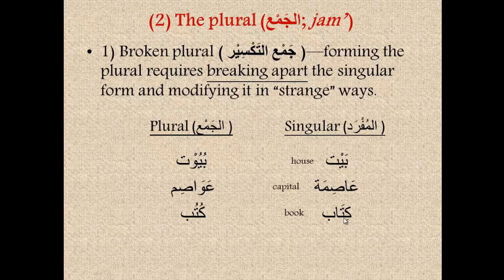Last but not least, we have the word kitab, which means book. The plural becomes kutub. We have dropped the alif and also changed the short vowel markings on the kaf and the ta. So in summary, these plurals are considered broken because we had to change the singular form in very fundamental ways, oftentimes breaking up the word and modifying the vowels.